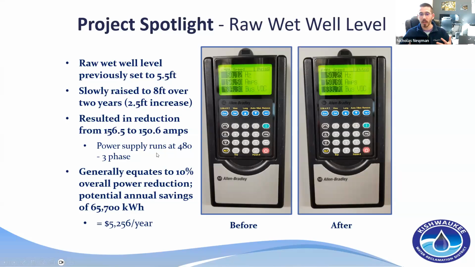Because of the fluctuations involved in the VFDs, it's hard in this particular case to get an exact concrete number as far as power reduction. But in speaking with our operations staff and with some of the folks at ComEd, the industry standard for a change in our wet well level like this equates generally to about a 10% overall power reduction, which calculated out is about 65,500 kilowatt hours per year that we're saving on consumption, which equates to about $5,200 a year, which is certainly not nothing.